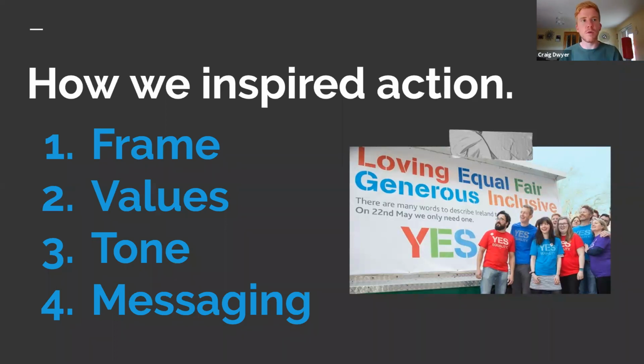It was very much rooted in values. We were saying to people, as Irish people, we're very fair and decent and generous, and the fair, decent and generous thing to do is to vote yes on the 22nd of May. That image there is of our first billboard campaign that says: loving, equal, fair, generous and inclusive. There are many words to describe Ireland today. On the 22nd of May, we need only one: yes. So this was the focus of the campaign, appealing to people's values.